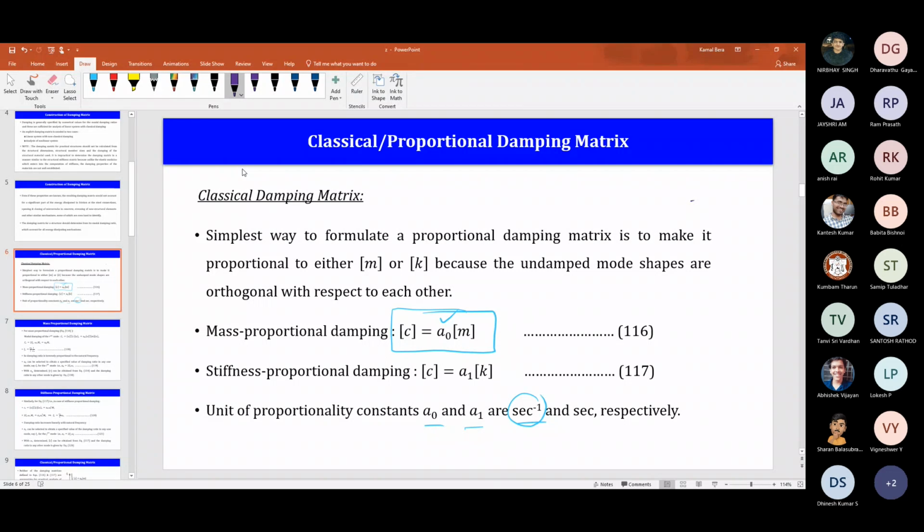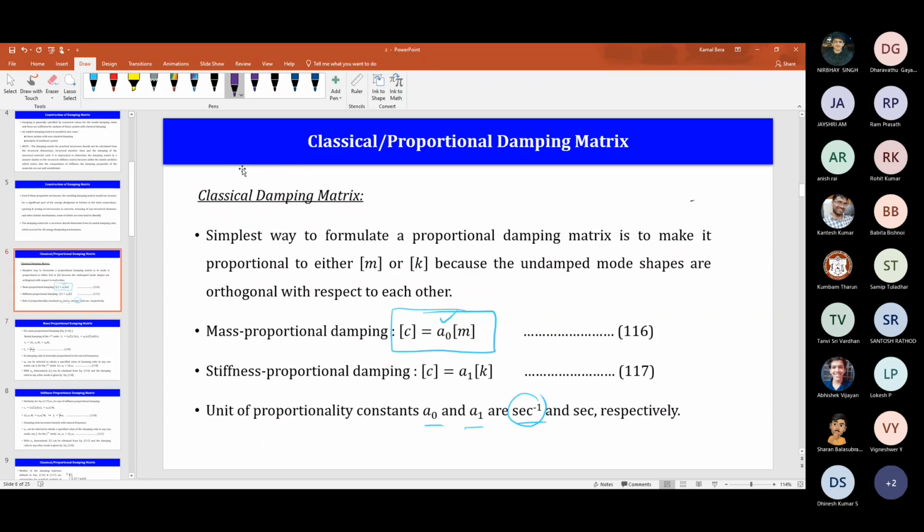Please check every word. Yes, sir. Second inverse, second to the power minus 1. Okay. Anybody has a problem in finding what is the unit of A0? No problem. Very good, students.